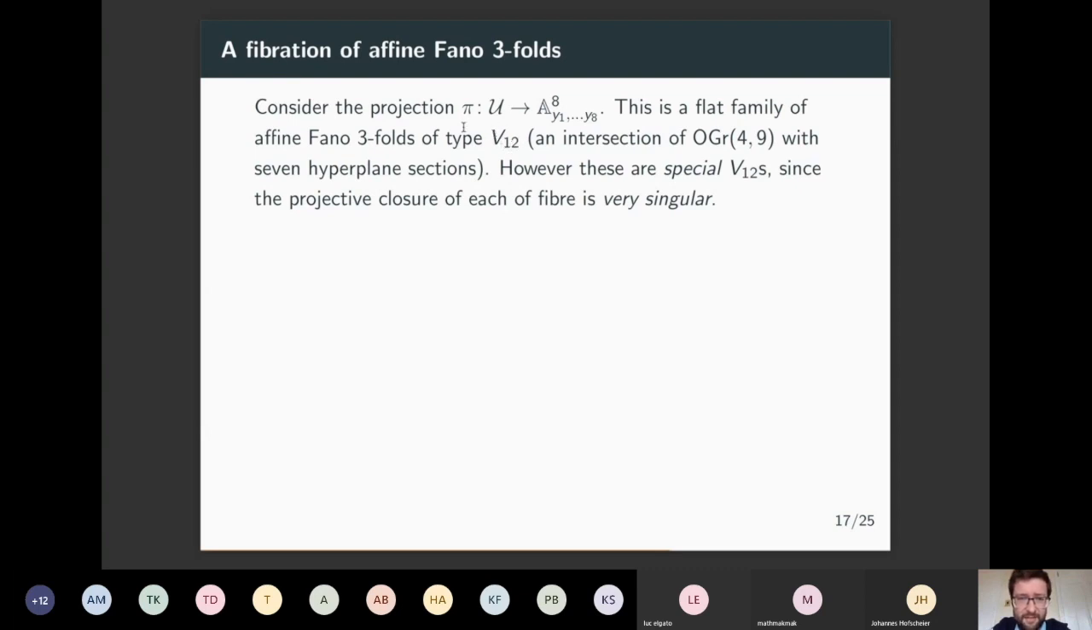A Fano threefold of type V12 is essentially an intersection of this orthogonal Grassmannian with 7 hyperplanes. Because U is the affine cone of the orthogonal Grassmannian, you can think of these as intersections of 7 hyperplanes in the orthogonal Grassmannian. But the fibers of this map are not generic V12s. They're a very special type of V12s, and the reason is that if I were to take the projective closure of any one of them, I'd find that V has to be very singular along the boundary divisor, the thing that I add in.